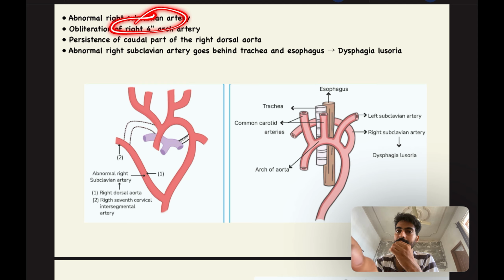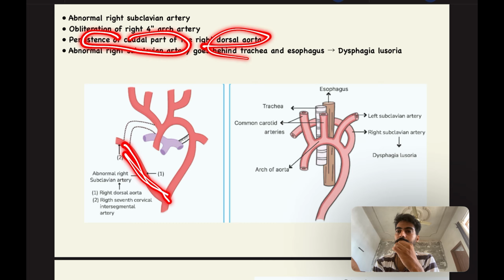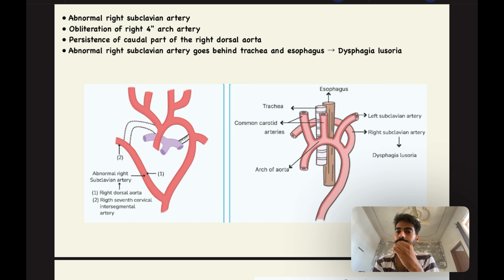But in the abnormal right subclavian artery, the right 4th arch artery is obliterated, meaning it is absent. So only the caudal part of the right dorsal aorta persists. Only this part is available, which causes the abnormal right subclavian artery to go behind the trachea and esophagus. So this is our trachea, and this is the esophagus. Our right subclavian artery goes behind the trachea and esophagus, which causes a condition called dysphagia lusoria.